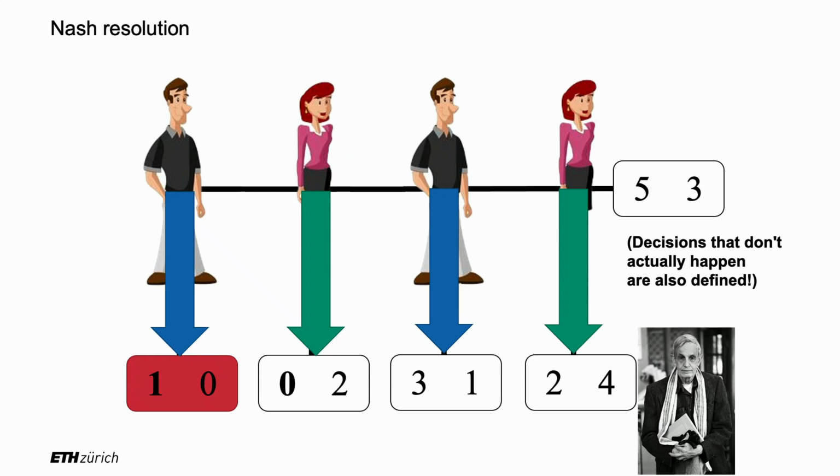All of these decisions, they are in their minds, right? But they are still defined, even though they do not happen. I'm just noting that for later. So far, so good. Who understands the Nash equilibrium? Okay, so that's the Nash resolution.